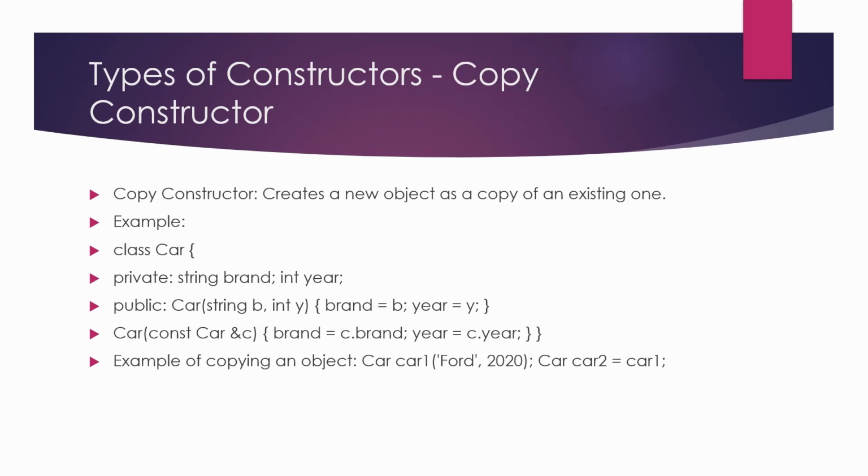Now let's talk about the copy constructor. This constructor is used to create a new object as a copy of an existing one. It's particularly useful when you need to pass or return objects by value, ensuring that the new object is a duplicate of the original one, without just copying the pointer to the original one.